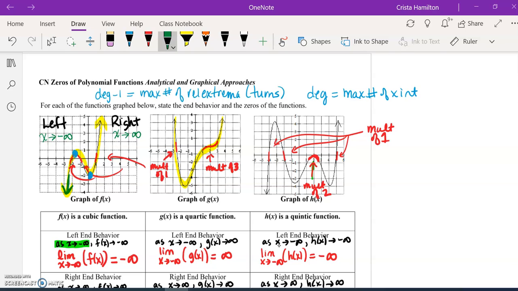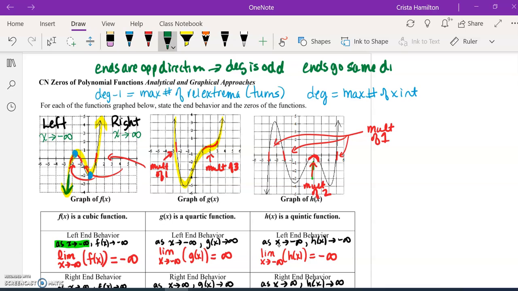I didn't talk about it with f of x, but if the ends are in opposite directions, if they go in different directions, then we know the degree is odd. And if the ends go the same direction, then we know the degree is even. So there's a lot of stuff that we're learning about our polynomials, kind of reminding you of things.